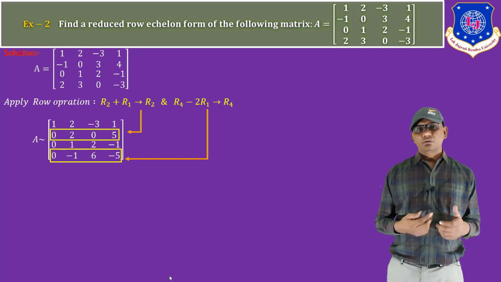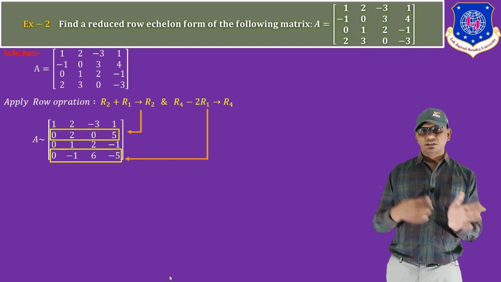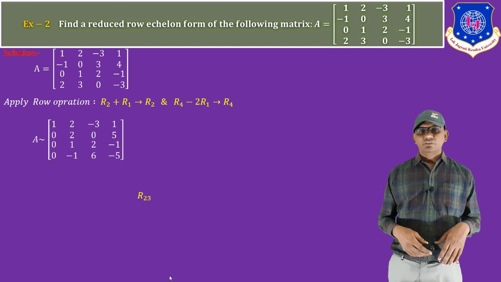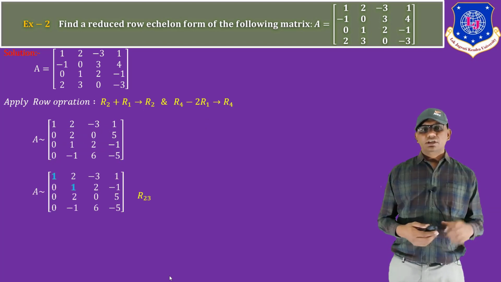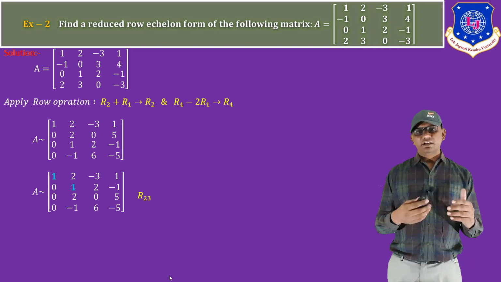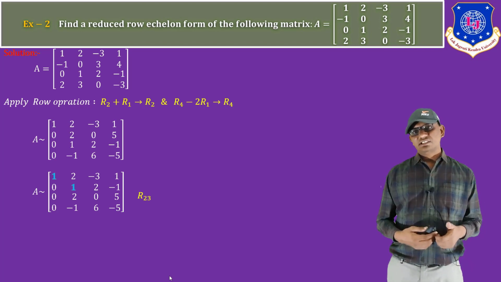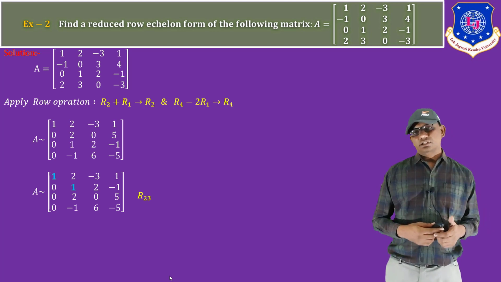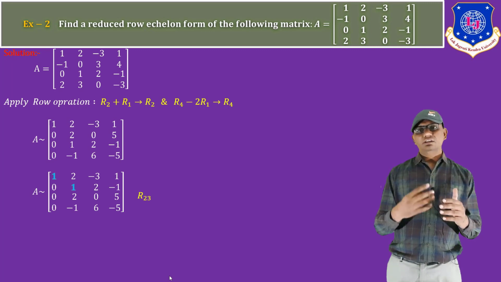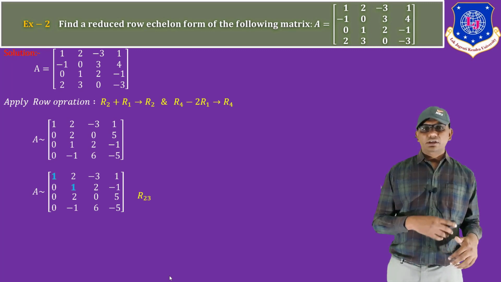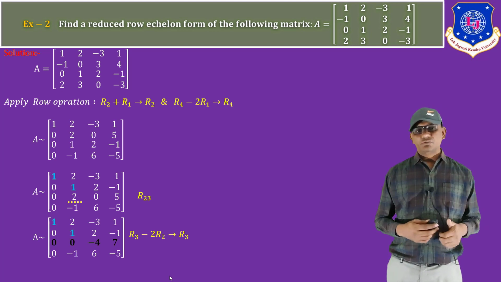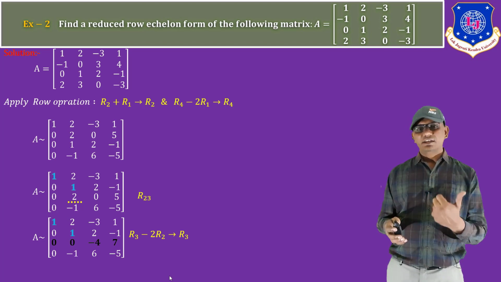Now we have to adjust the new leading elements in the 2nd, 3rd and 4th rows. So here we apply R23 to adjust the second leading element in the second row, second column, by interchanging the second and third rows. Now we get the new operations to adjust 0 in place of 2. So here we just multiply the second row by -2 and add it into the third row.